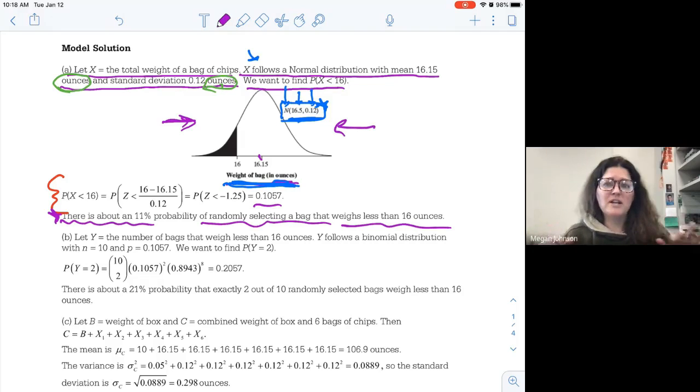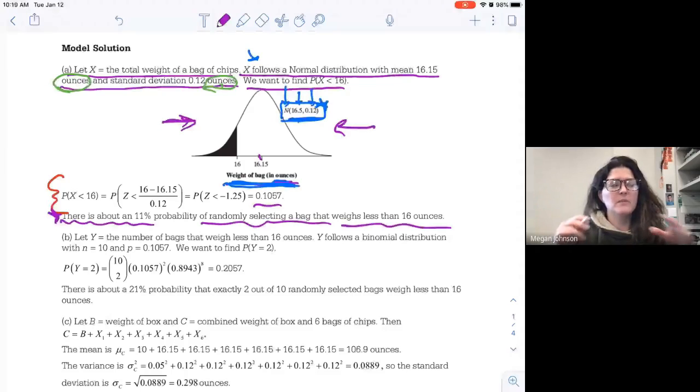And again, this is just model solution. We haven't talked through EP and I yet, so hang tight. Okay, part B, model solution for part B. Oh, sorry, I should read part B. Part B says, if you randomly selected 10 bags of these chips, what is the probability that exactly 2 of the bags will have a total weight of less than 16 ounces?